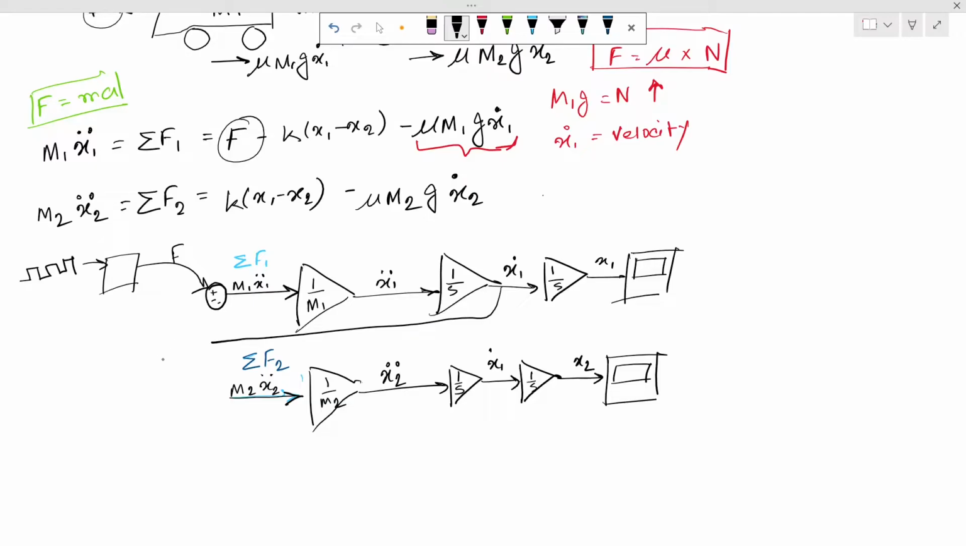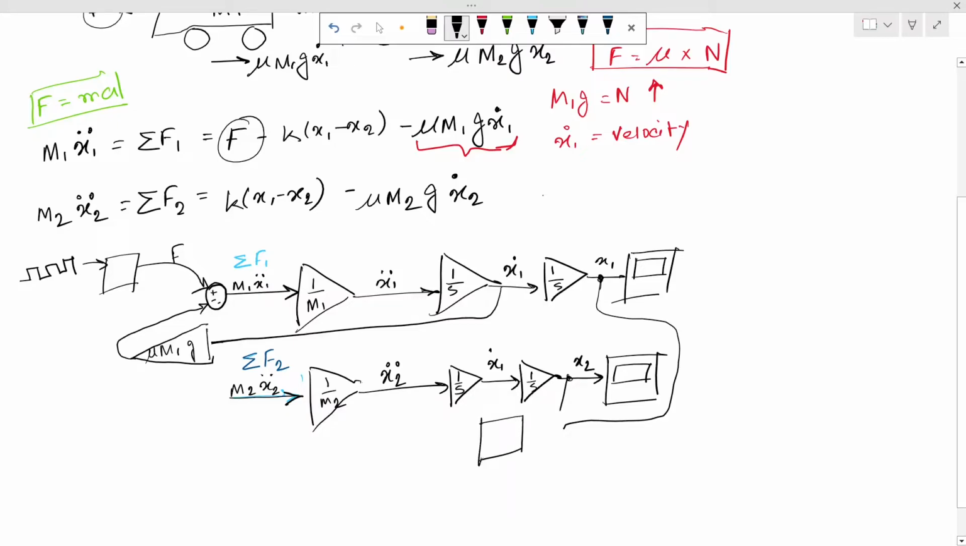Here I will multiply again, which is mu m1 g, and I will subtract this. I need to subtract this k into x1 minus x2. So I will take 2 points here and here. x1 will be added and x2 will be subtracted. From here we will subtract in the first model. So first model is complete.